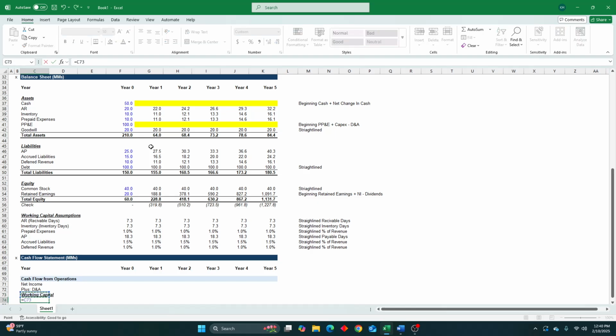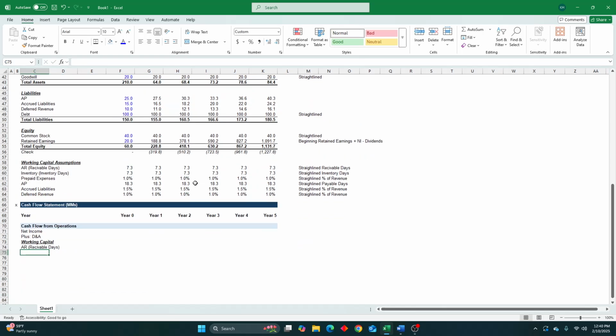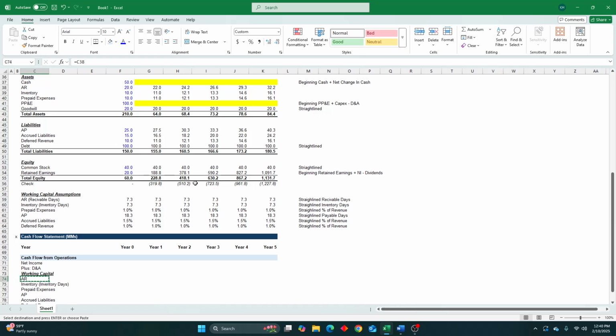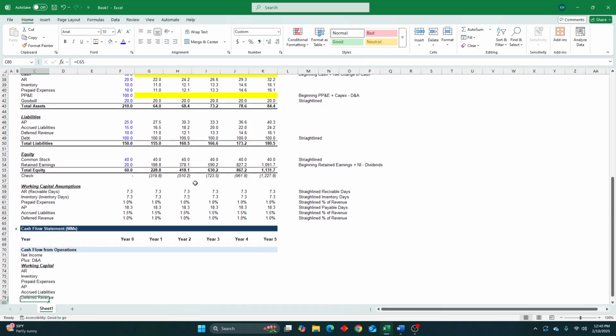And so this is going to be everything that we projected up here. All of our short-term, all of our non-cash short-term assets, and all of our non-debt short-term liabilities. So we're going to have our AR, our inventory, and our prepaid expenses, and then we'll have our payables, our accounts payable, accrued liabilities, and deferred revenue.